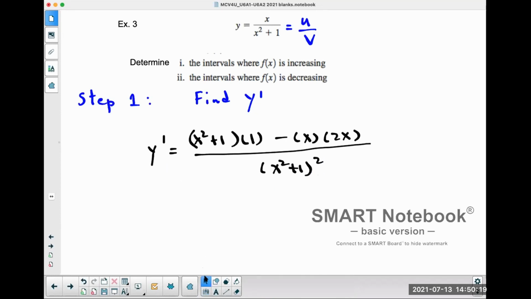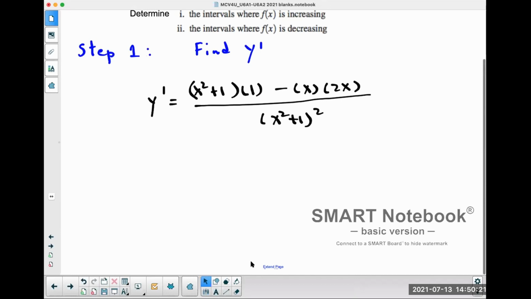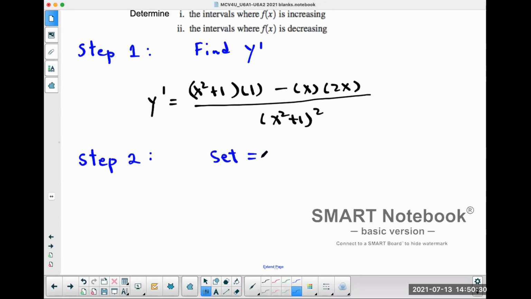Now I need to set this equal to 0, right? So the best thing to do obviously would be to simplify the numerator, or else it's going to be a little difficult. So set equal to 0 and solve. The denominator doesn't matter, because if this is going to equal 0, the denominator is brought to the other side, and 0 multiplied by anything is just 0. So really all I have to worry about is the numerator.